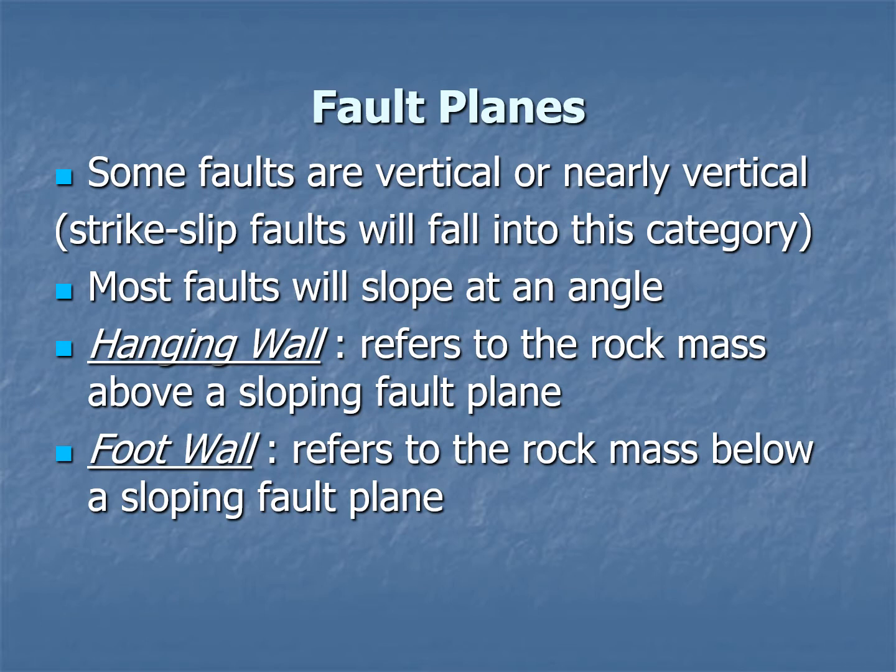So fault planes, as we have shown in class with drawings on the board and with the block diagrams, some fault planes are going to be vertical or nearly vertical, pretty close to 90 degrees straight up and down, and our strike-slip faults are going to be vertical. But most faults on this planet are going to slope at an angle.